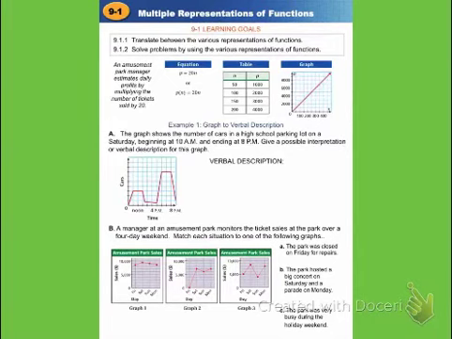Welcome to class, students. We will be beginning Chapter 9 today, and Chapter 9 is all about functions. So we've studied lots of different families of functions in this course so far, and we're going to be looking at some other details about functions in this chapter. And we're going to start off in this lesson with looking at multiple representations of functions.